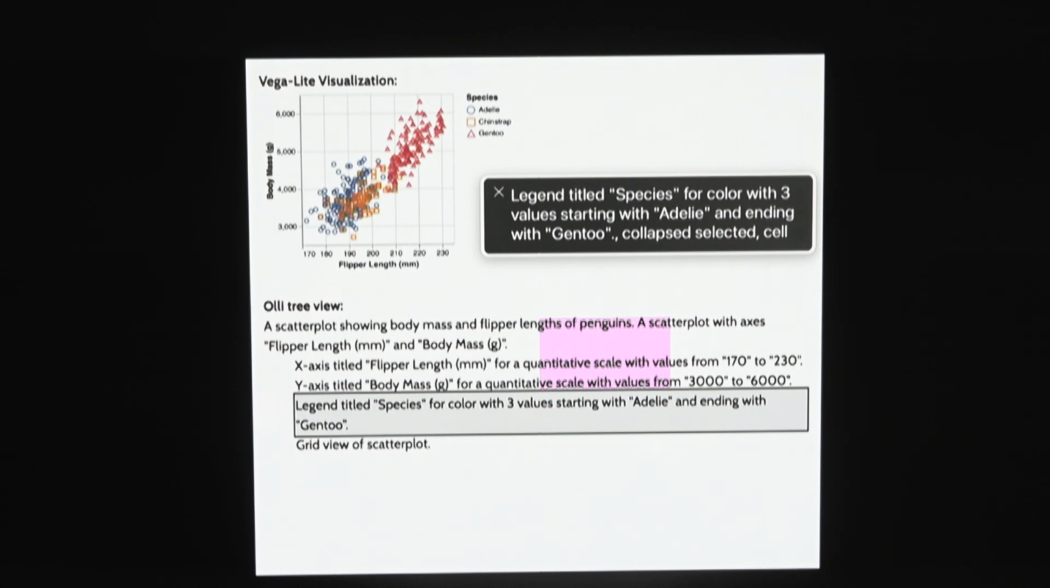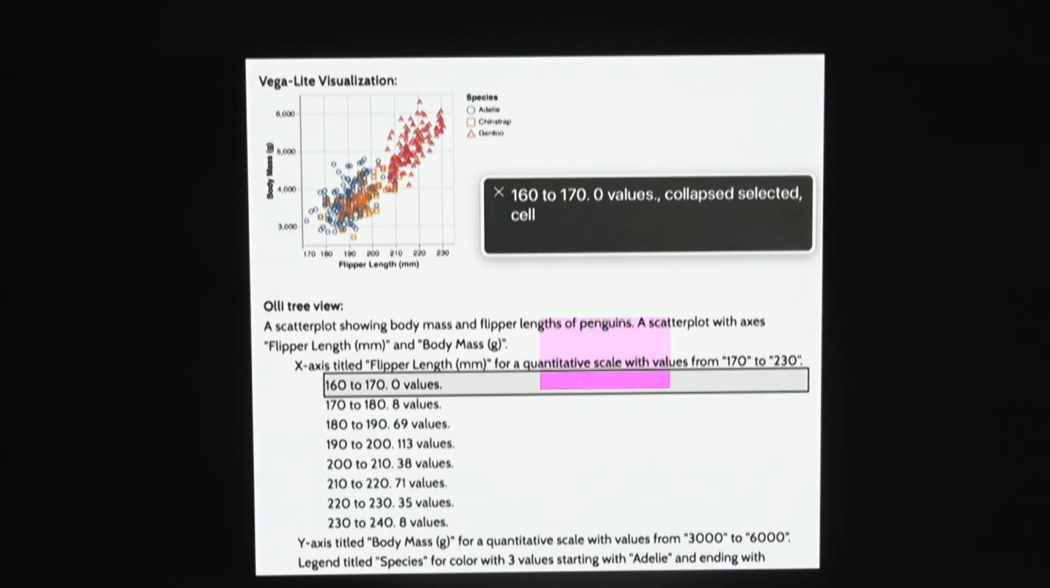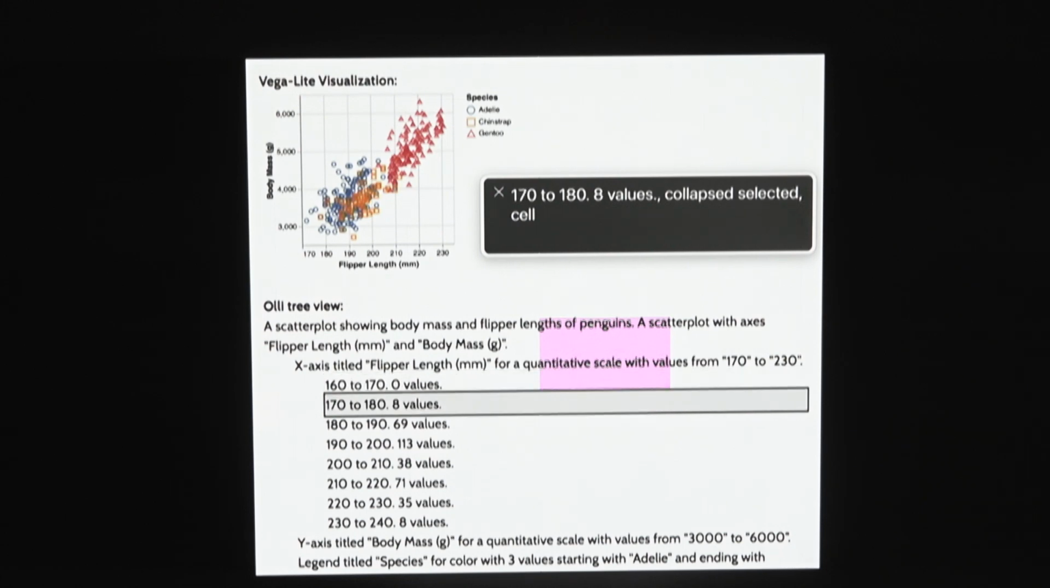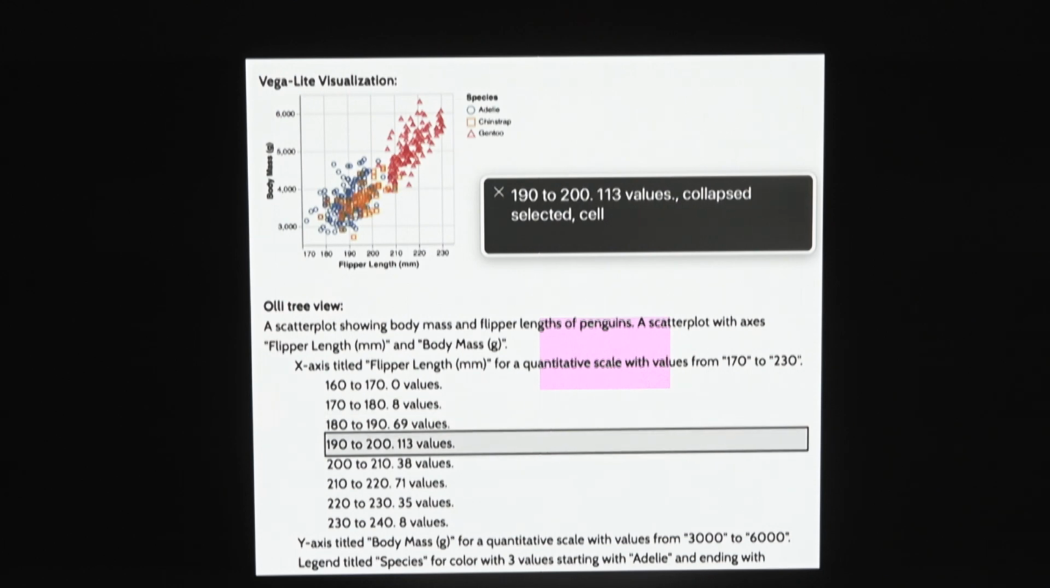Now let's say I want to explore the chart along the x-axis. I can navigate back to the x-axis node and press down again to get information about the intervals along the x-axis. X-axis titled flipper length. And now pressing the left and right arrow keys, I can move along the different intervals. 170 to 180, 8 values. 180 to 190, 69 values. 190 to 200, 113 values. And by moving along these intervals and getting information about how much data is contained within each interval, I'm building an understanding of how the data is distributed along this axis.